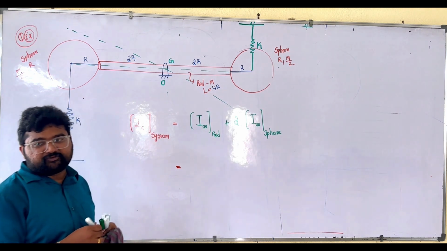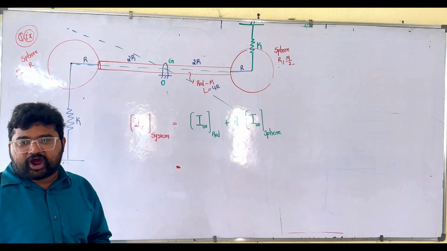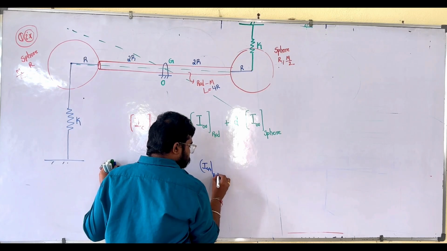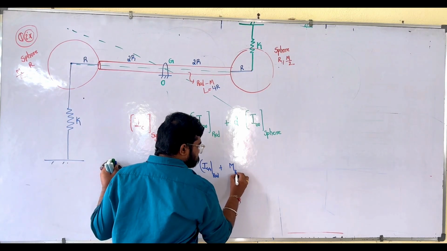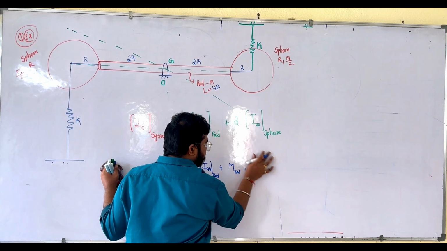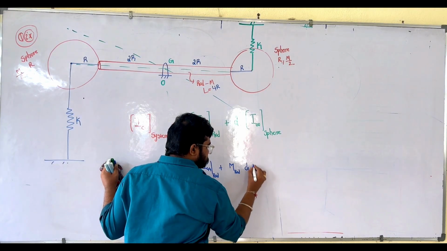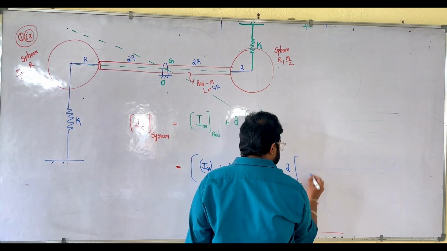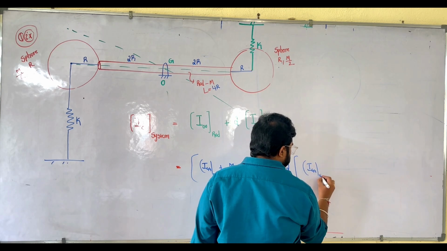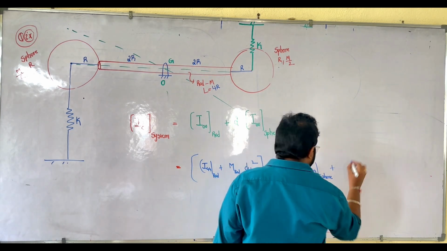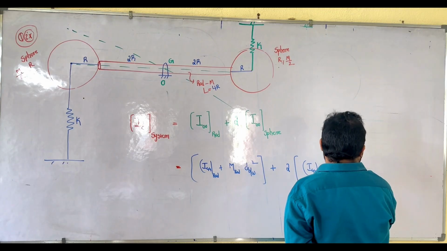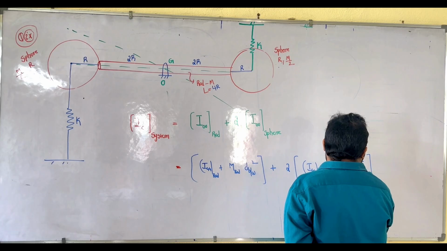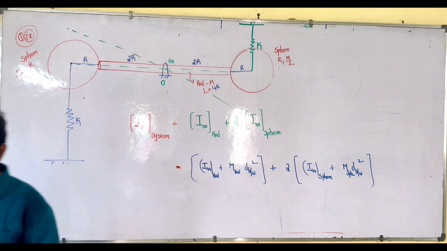Apply the parallel axis theorem for the rod. IGG of the rod plus the mass of the rod into the distance between squared. This is related to the rod. Plus 2 times IGG of the sphere plus the mass of the sphere into the distance between squared. Understood?